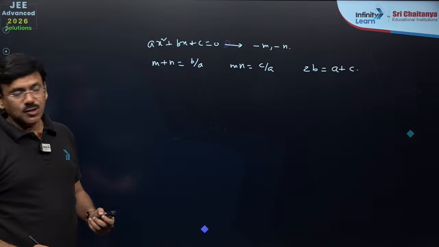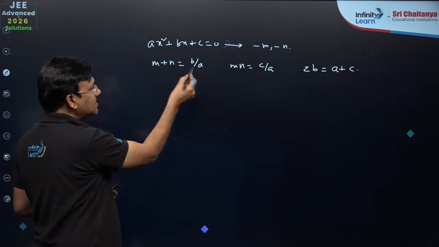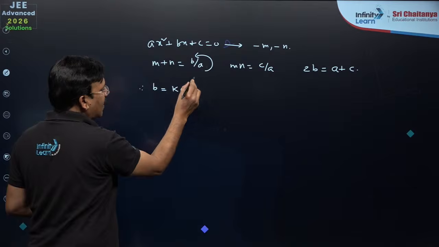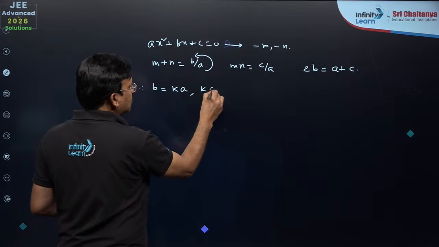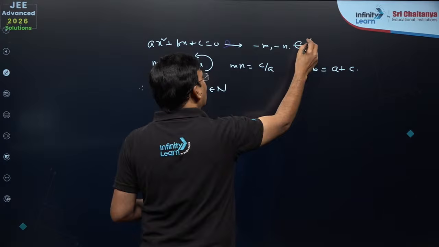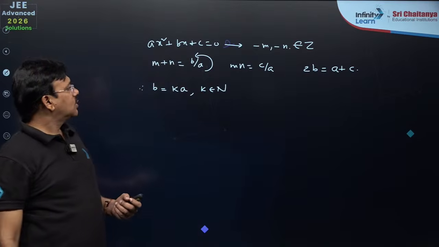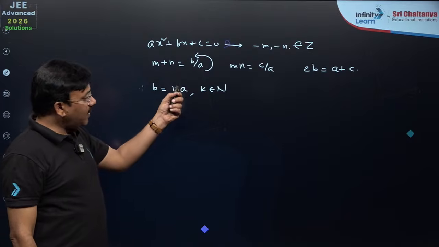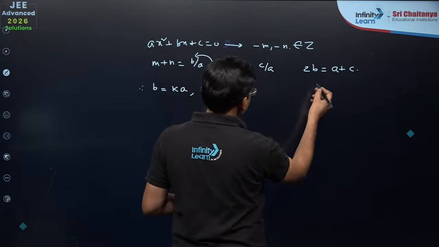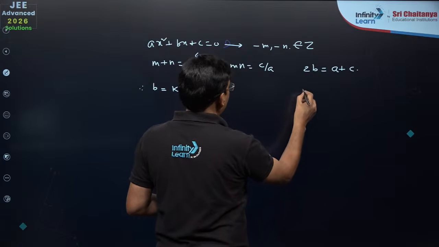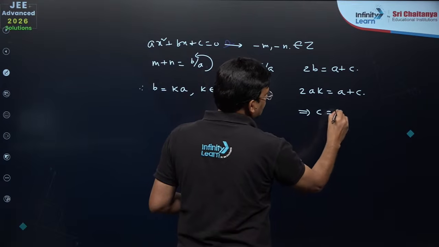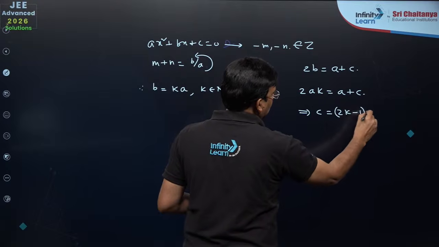Now, given a, b, c are positive integers and m, n are also integers, a must divide b. Therefore, b is equal to some ka, for some natural number k. Understand? m and n are integers, the roots are minus m and minus n, so m plus n must be b by a. So b must be divisible by a. If b is equal to ka, you can write 2 into ak is equal to a plus c, which gives c is nothing but (2k minus 1) into a.